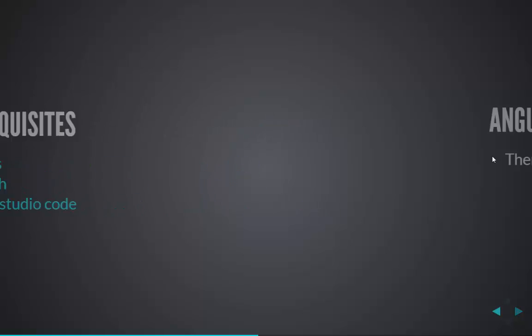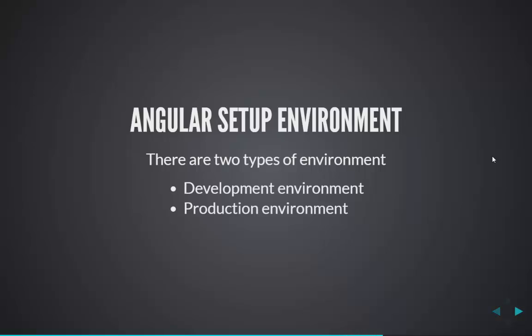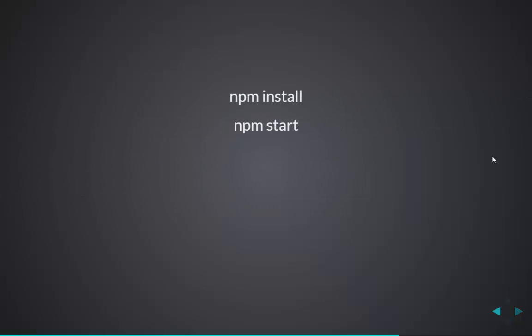Okay, so after installing all these softwares, actually Angular setup environments are of two types. First one is your development environment, second one is your production environment. In this video we are talking about development environment and we'll talk about the production environment in the future. For the production environment we have to use Angular CLI, but for development environment we will use your GitHub. And after the process we have these two commands to go further.